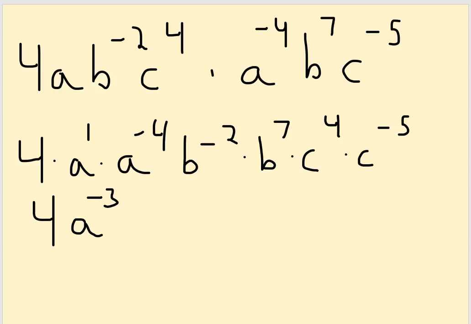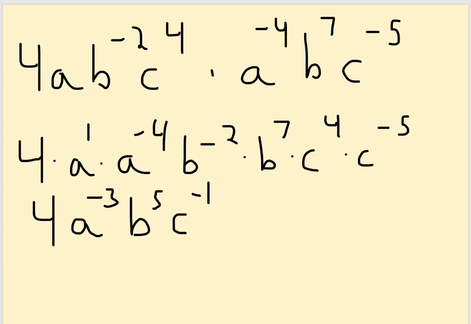B to the negative 2 times B to the 7th. You're going to get B to the 5th. And then C, you have C to the 4th times C to the negative 5. You're going to get 4 plus negative 5. And the last I checked, that's negative 1. This is not your answer, little children. You do not ever leave negative exponents. The directions are going to say simplify, leave no negative exponents.